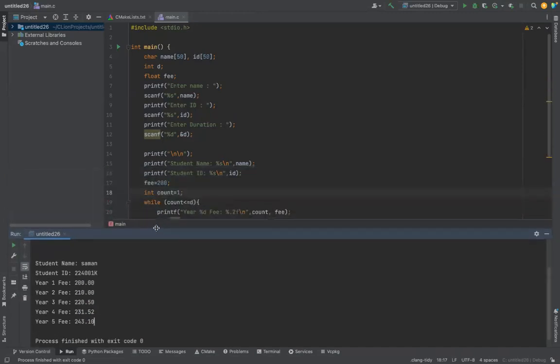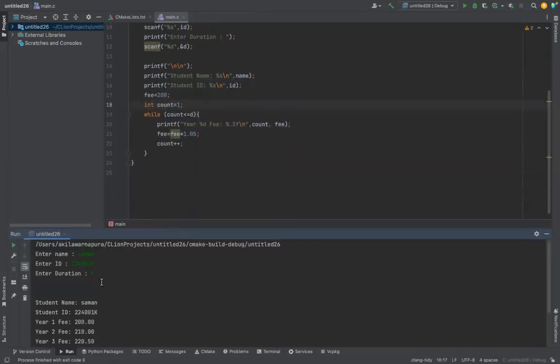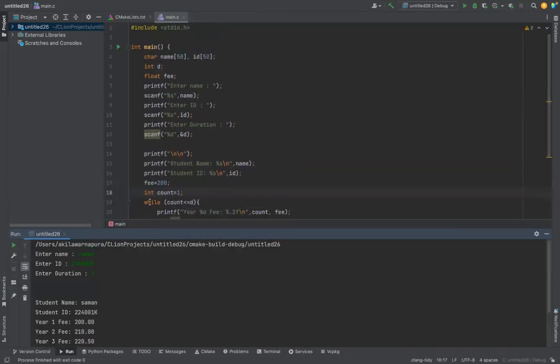And sometimes you may encounter an issue with this string variable when you enter the name as two parts. Let's say Saman Pereira. Okay, let's see what happened. Enter name: Saman Pereira. That means the name has two parts separated by a space. Then what happened? Enter ID. ID will be skipped automatically and it asks for the duration.